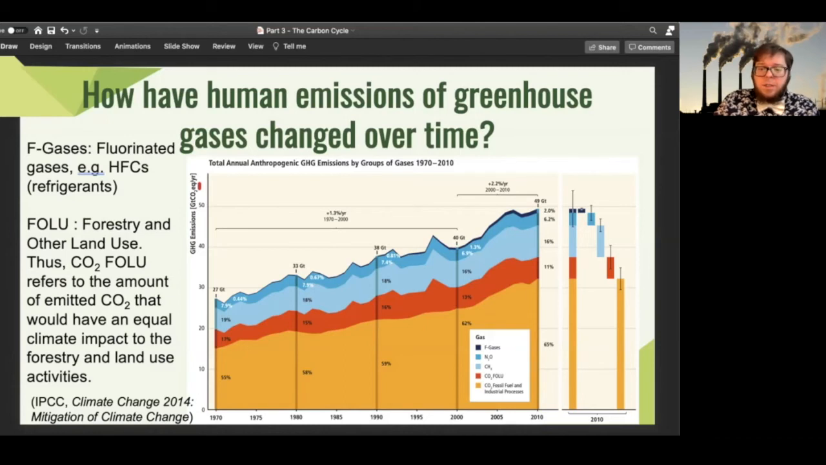The orange is CO2, fossil fuel and industrial processes. The red is CO2 FOLU, again, forestry and other land use. So that's the CO2 we emitted by cutting down trees and other things like that. The light blue is methane, CH4. The darker blue is N2O.